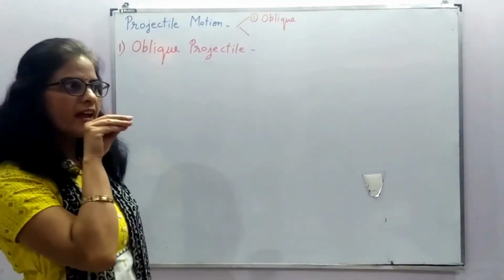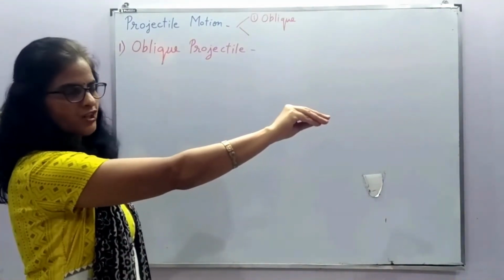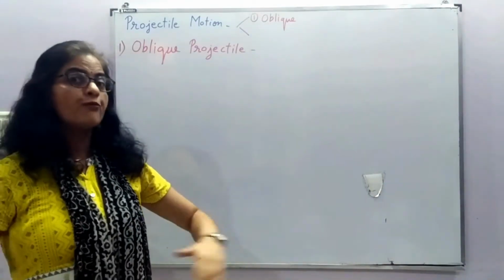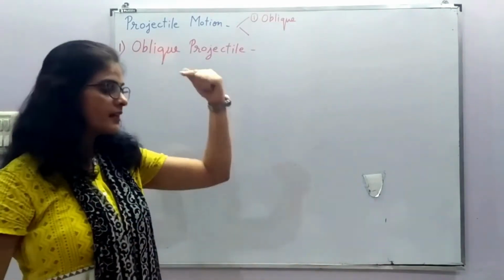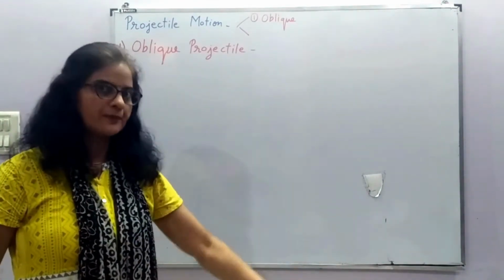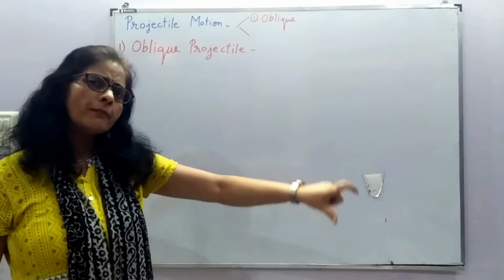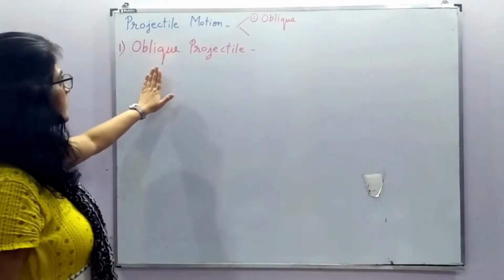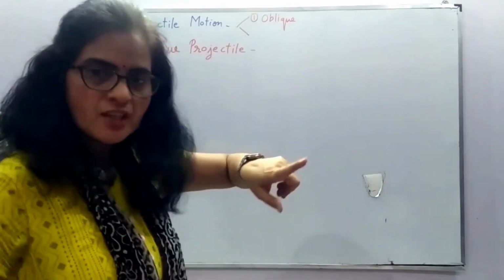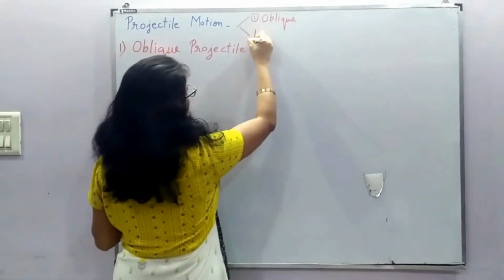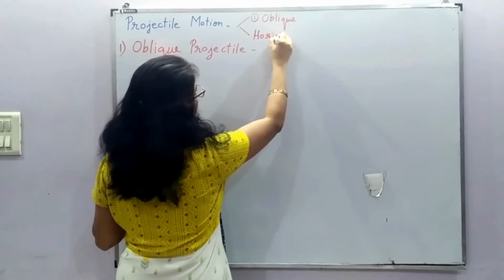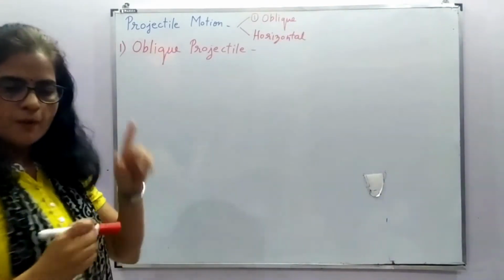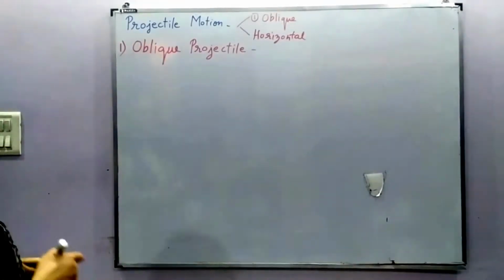But once I have thrown it in horizontal direction, it falls under the effect of the gravity, right? Falls at some distance from me and it has covered some height. So that means it is a combination of again the horizontal and the vertical motions, right? So this second case is horizontal projectile, which we'll take later, right? So oblique projectile, I have already told you what it is.